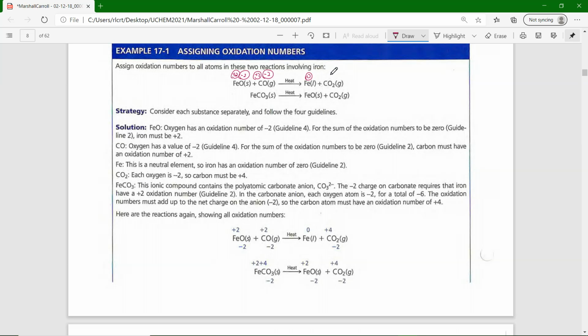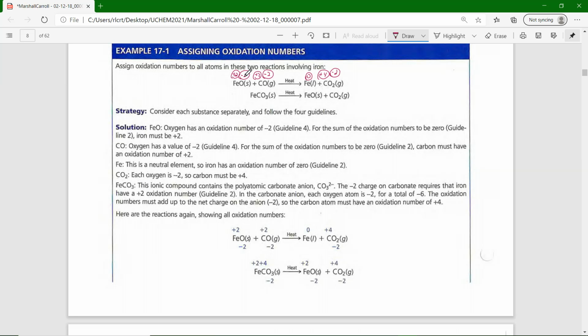Iron is 0 on the right hand side. Oxygen is -2 in carbon dioxide, and the carbon's +4. Okay, so just milking this a little bit. So iron oxide is reduced. If the oxidation number goes down, then it's reduced. Okay, so iron oxide is reduced.